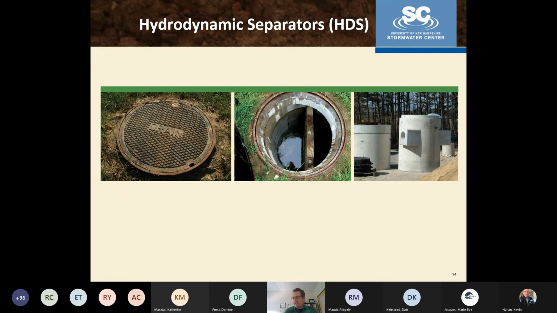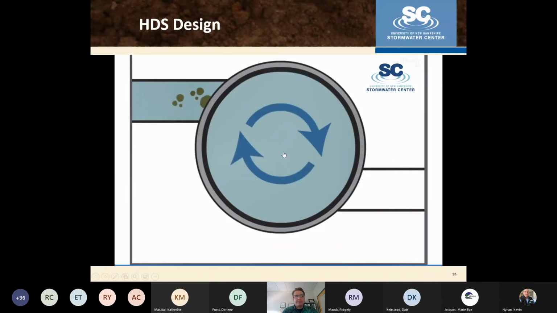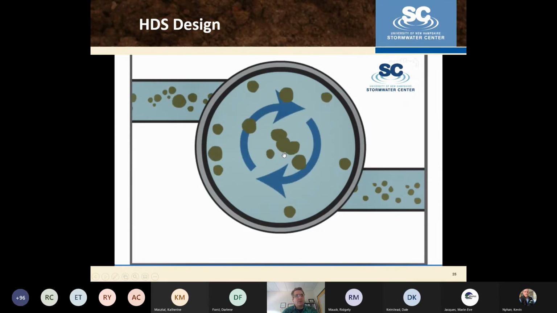Hydrodynamic separators, I won't spend much time. I think the genie's out of the bottle. A decade or so ago, there was a lot of hope that hydrodynamic separators were going to solve our problem. They're easy to install. The primary unit operation is enhanced settling, and enhanced settling really doesn't get you that much with respect to water quality improvement.